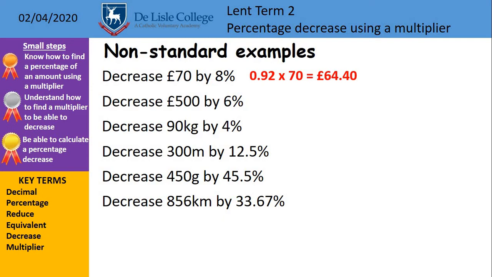Decrease £500 by 6%. Well, 100% decreased by 6% means we want to find 94% of the original amount. Change this to a decimal by dividing by 100, so 0.94 multiplied by 500 gives us an answer of £470. Decrease 90 kilograms by 4%. 100% subtract 4% gives us 96%. Change this to a decimal, so we want to do 0.96 multiplied by 90, so we get an answer of 86.4 kilograms. Decrease 300 metres by 12.5%.